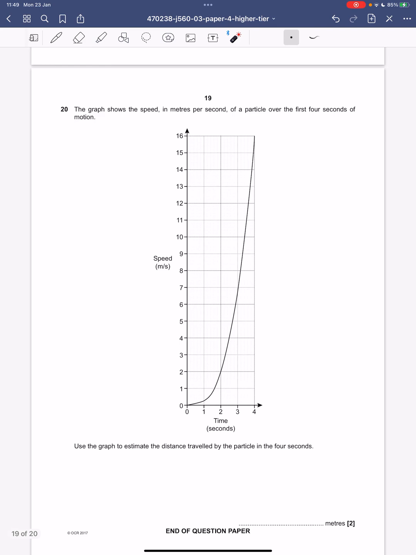Okay, the graph shows the speed in meters per second of a particle over the first 4 seconds of motion. Use the graph to estimate the distance travelled by the particle in 4 seconds. Right, so the distance is the area, so we need to estimate the area.